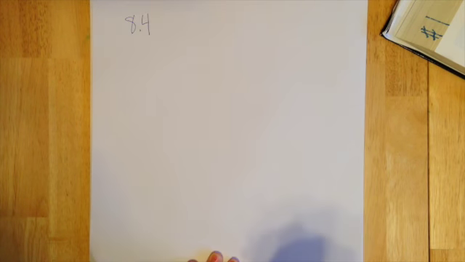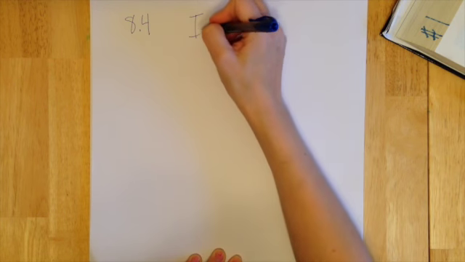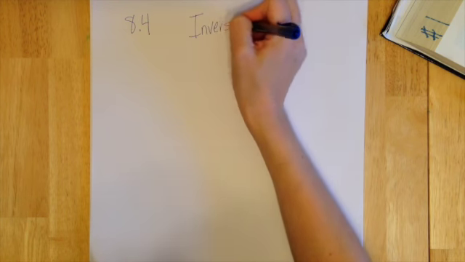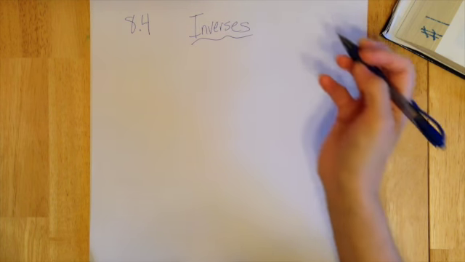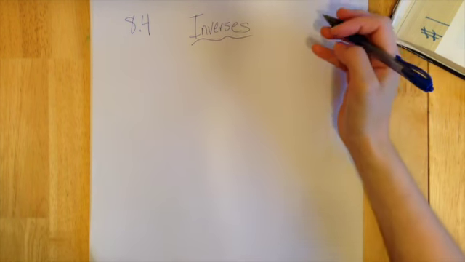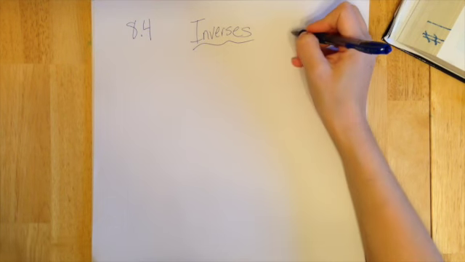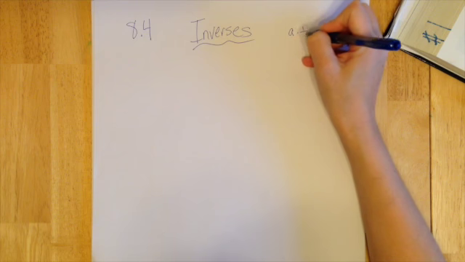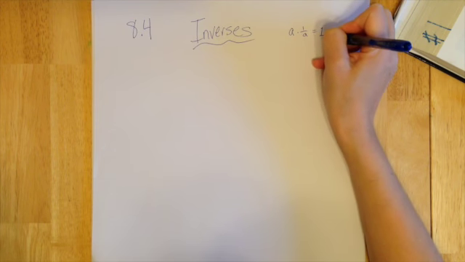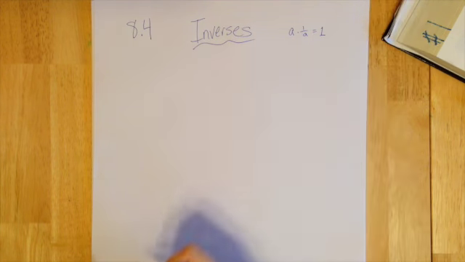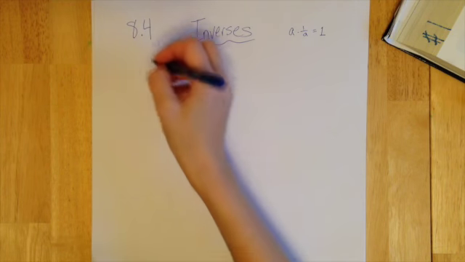At 8.4, dancing is over. Here we go, doing inverses. So when we did multiplying with inverses, for example, a times 1 over a, it was always 1. Now what does that mean for a matrix?